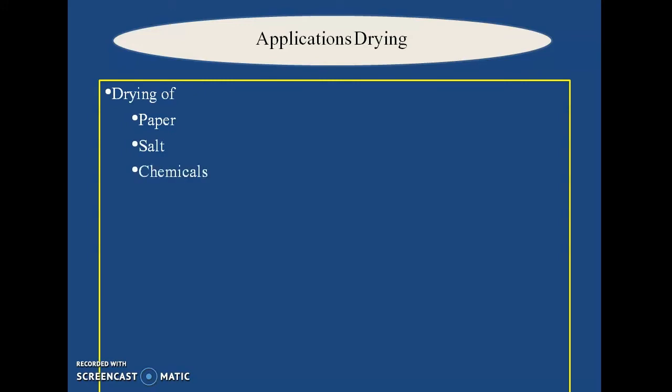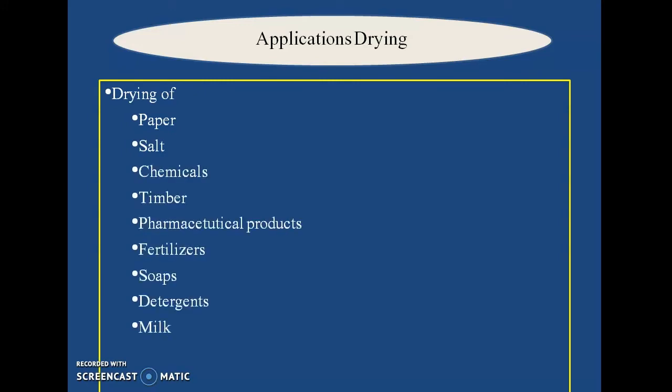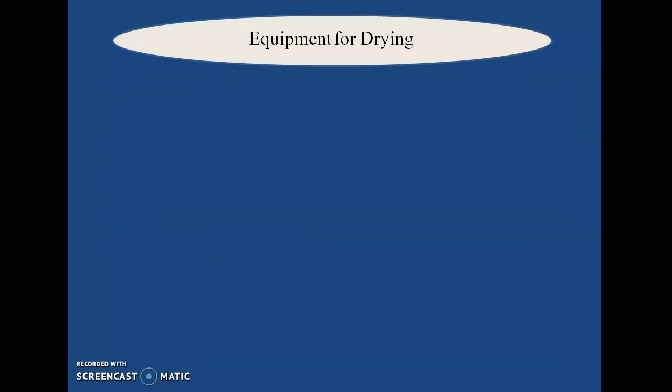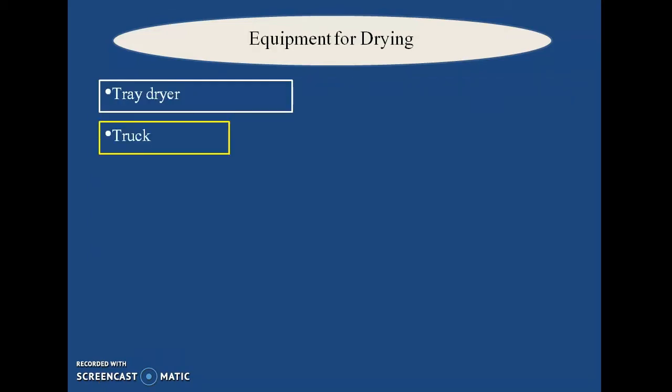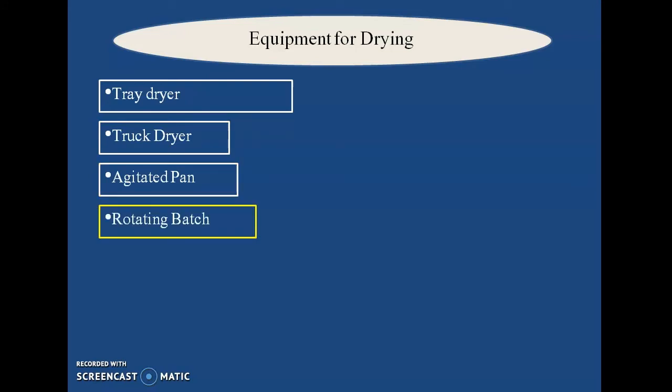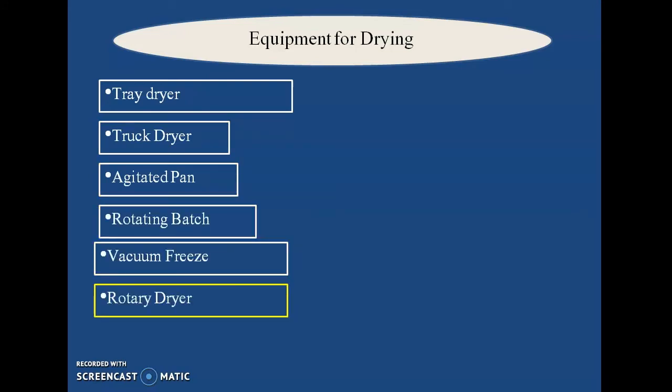Applications of drying: drying of paper, salt, chemicals, timber, pharmaceutical products, fertilizers, soap, detergents, milk, sugar. There are a number of industries which use this principle of drying. Equipment for drying: tray dryers, truck dryers, agitated pan, rotating batch, vacuum freeze, rotary dryer, fluidized bed, etc.